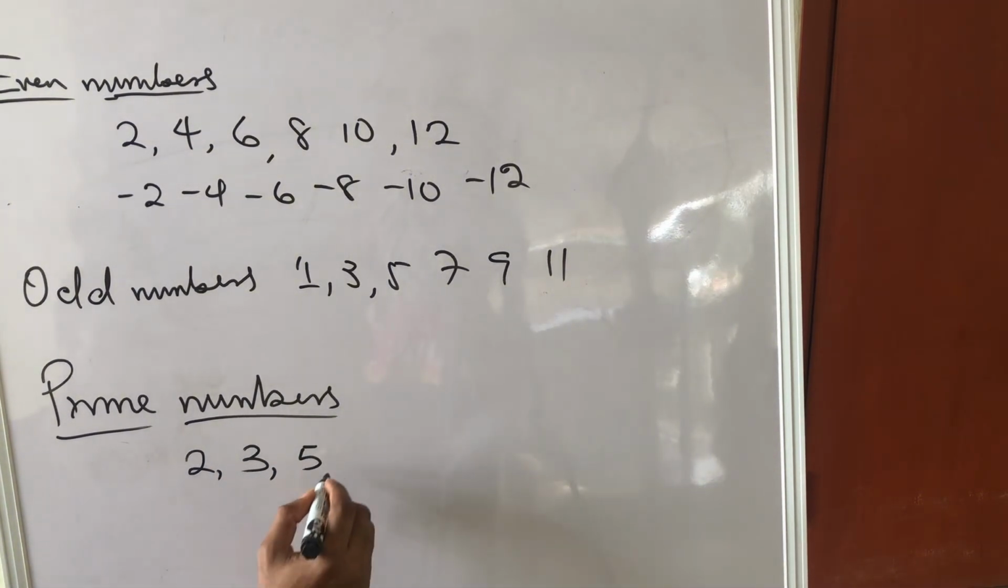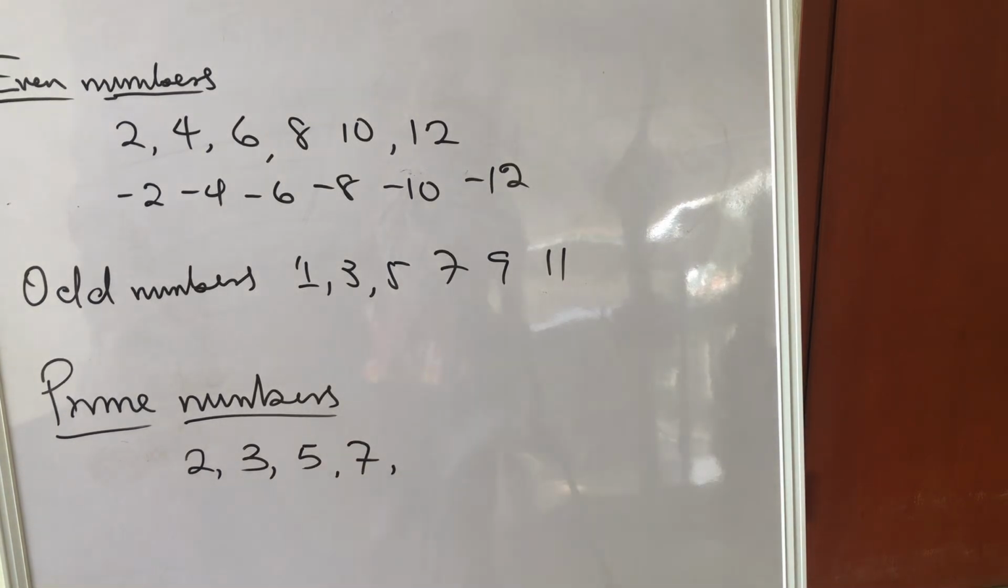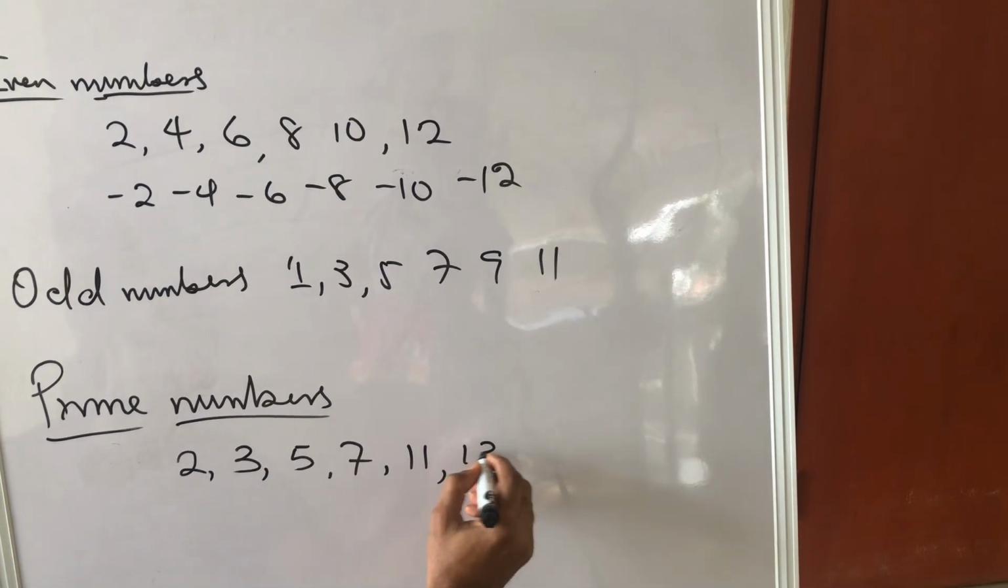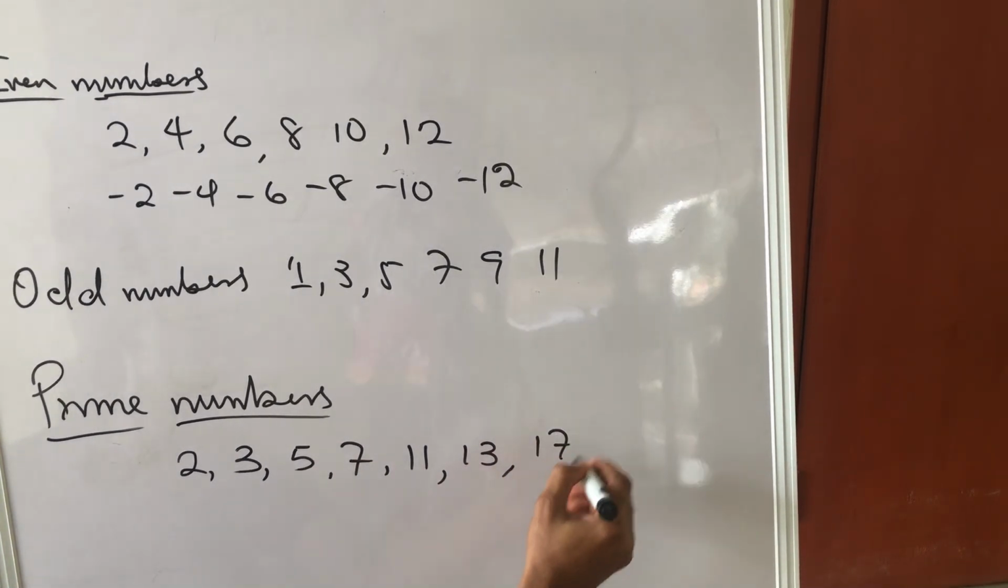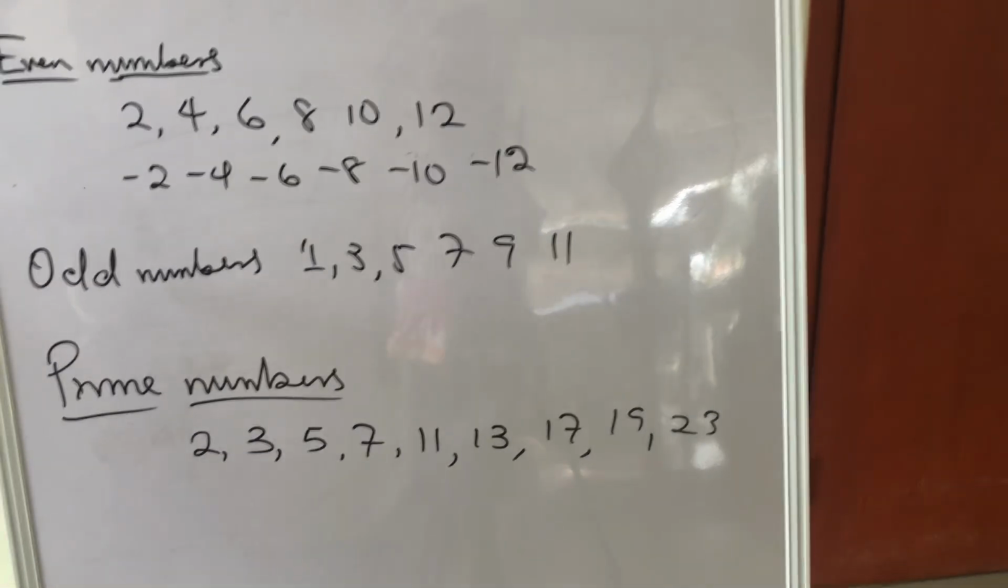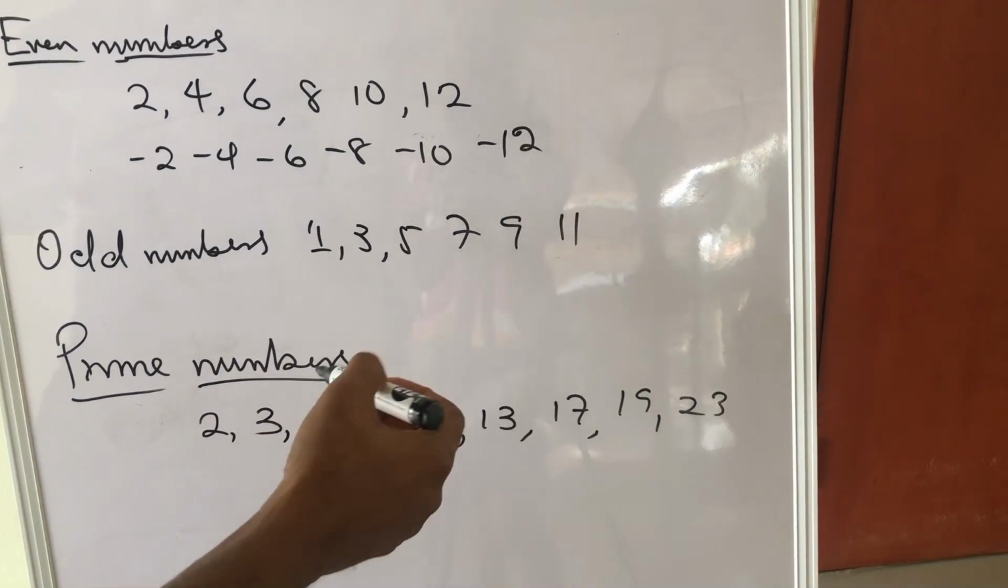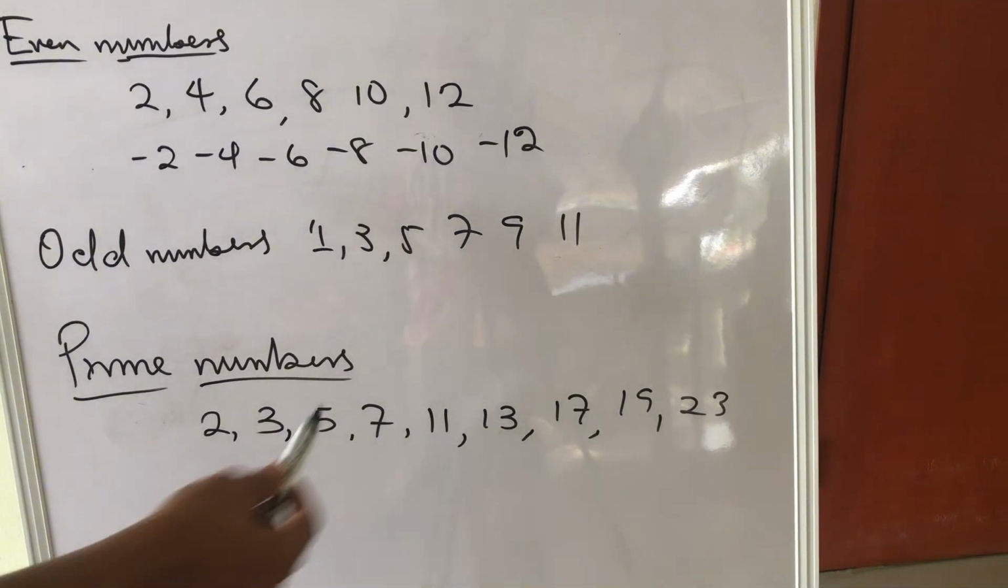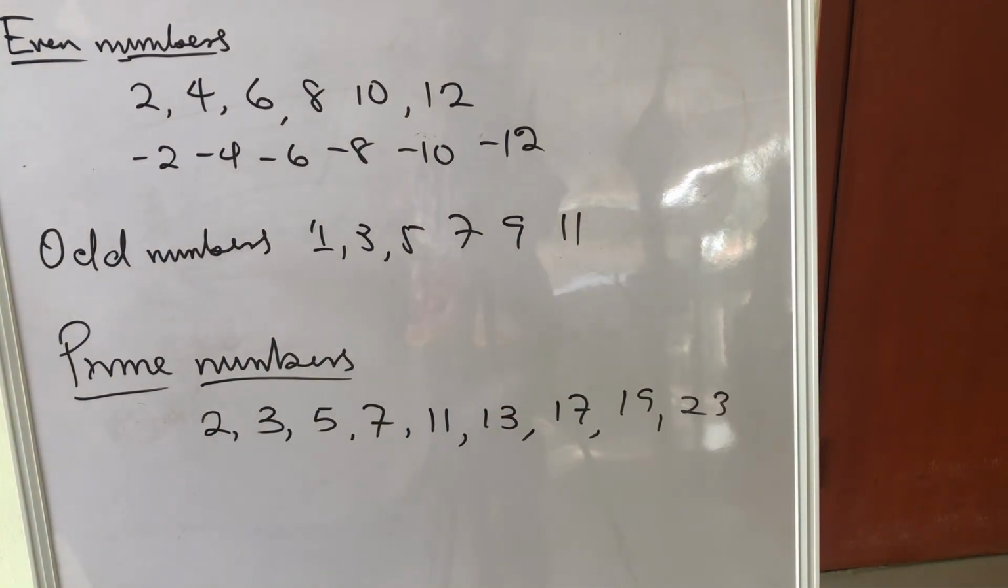You have 5. You have 7. You have 11, you have 13, you have 17, you have 19, you have 23, and so on and so forth. So you can go ahead and try to figure out more prime numbers you have ahead of 23, because they are very, very useful in mathematics.